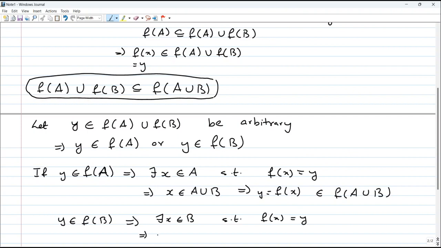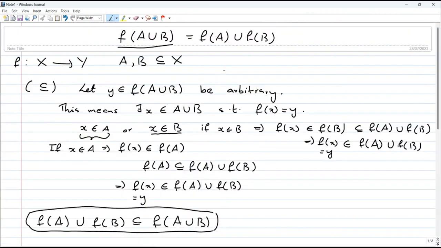Then that implies that if x is in B, then it's inside A union B, because B is inside A union B. This implies f of x, which is equal to y, is inside f of A union B. Either way, we started with an arbitrary element y in f of A union f of B, and we showed that it is in f of A union B. So this does the other direction.